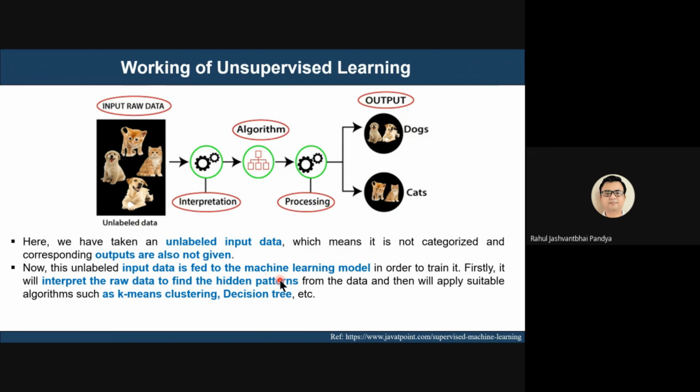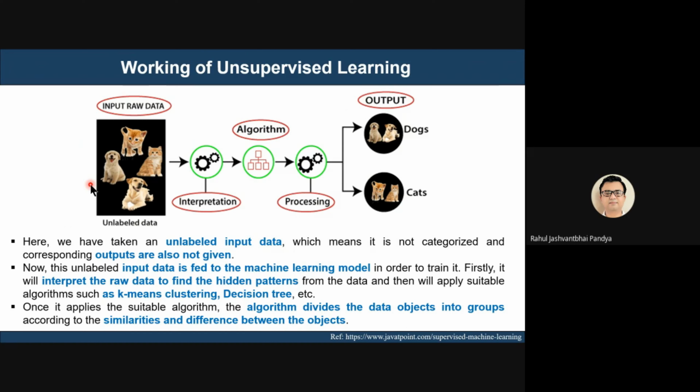It will try to apply suitable algorithms, such as k-means clustering or decision tree. And when you give a new input, that algorithm will try to identify and put that particular image in a particular group of that particular object based on the similarity and differences, and it will try to predict my outcome. That's how unsupervised machine learning algorithms work, right?